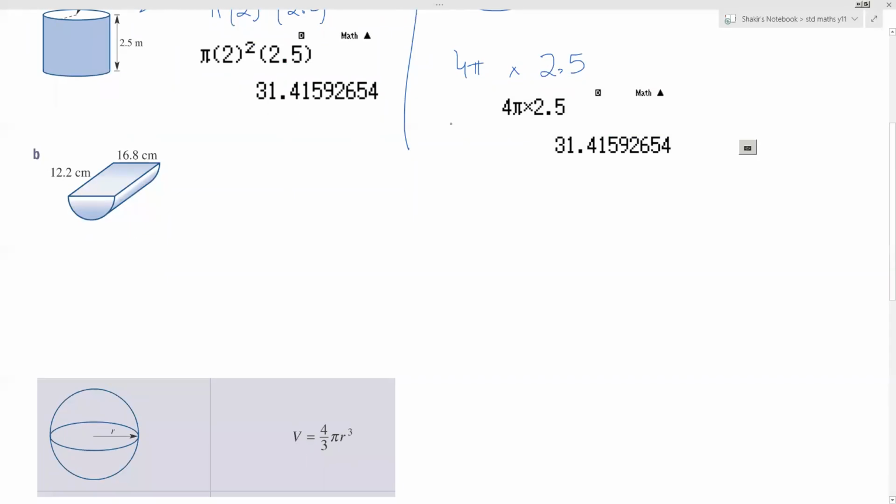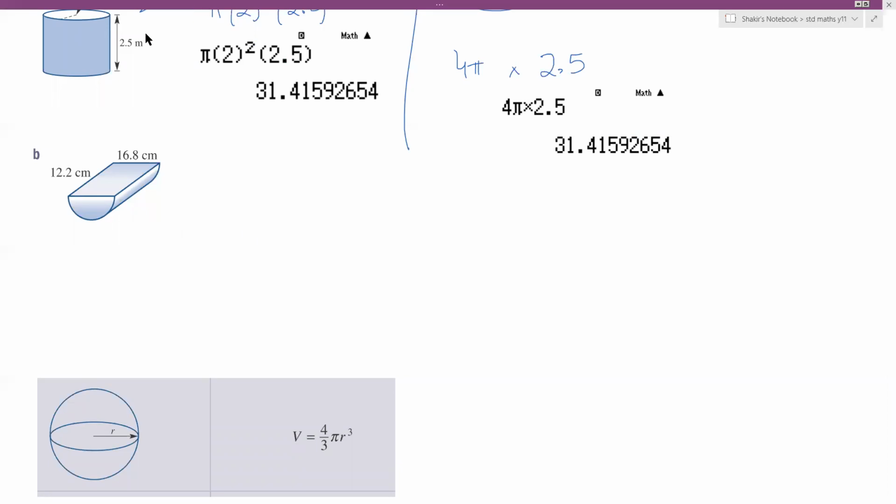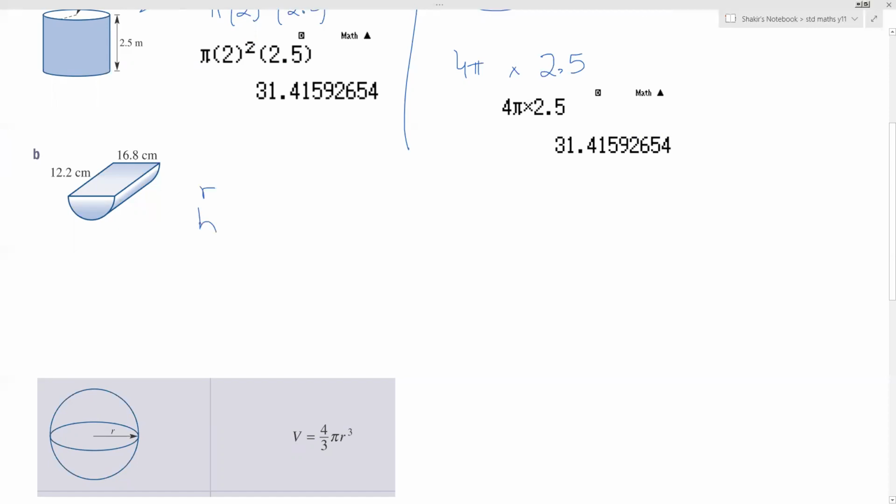Now obviously this is half of a cylinder, so it's just going to be half of pi r squared h, because it's half the cylinder. If it's a quarter of a cylinder, the volume would be a quarter of a regular cylinder. So over here, the main thing you need to be aware of is what you actually need in order to apply the formula. You need r, and you need the height or the depth. Now over here, what is r? It is not 16.8, because that seems to be the diameter. The radius will be half of that.